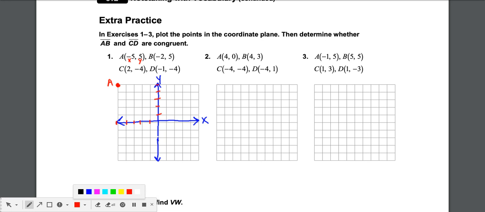And so we're going to go with B, and we're going to go -2. This one will be X comma Y again. So -2 will be right here, 1, 2, and then I go +5. It should be right there. And this is B. All right.